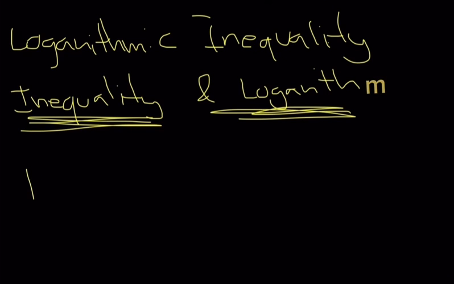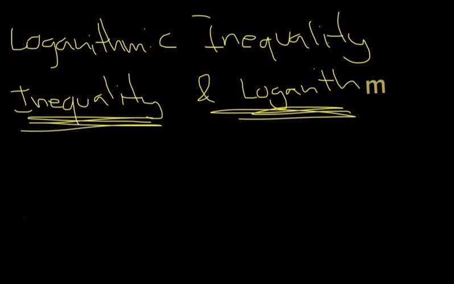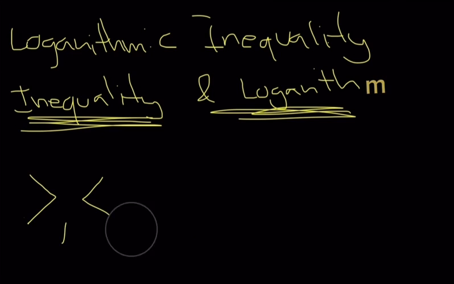We have log base 3 of x is less than 4. Now you can tell that this is a logarithmic inequality because of the word log and the inequality sign, which is the less than. So that's a check. And we know that there are a lot more signs for inequality, so just look out for those. We have greater than, less than, greater than or equal to, less than or equal to, those kinds of things.